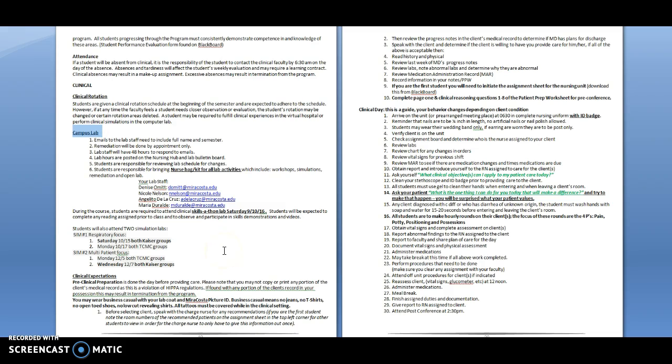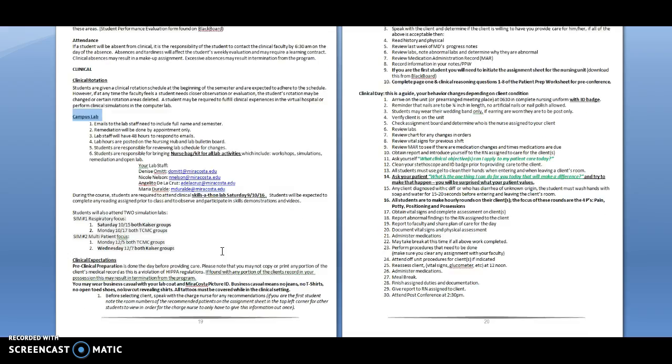And there are 2 clinical sim days, which count as clinical hours, and both Kaiser groups come on one day and both Tri-City groups come on another. The first one, all Kaisers come on the 15th of October. They're there on a Saturday, and the next time you come on a Wednesday.